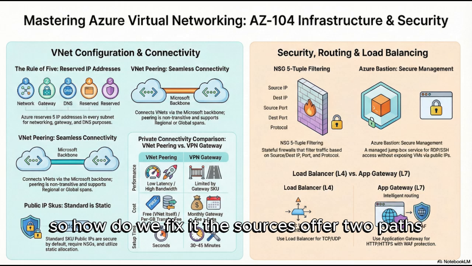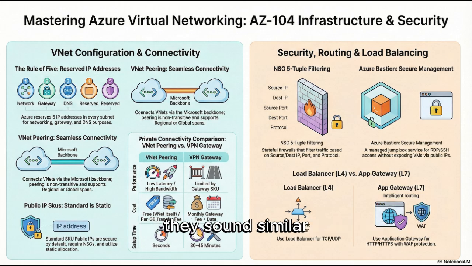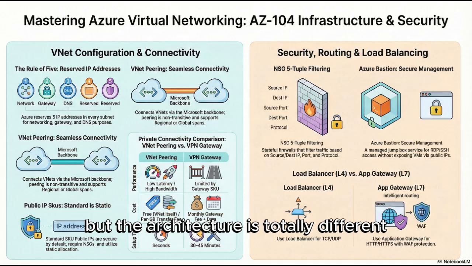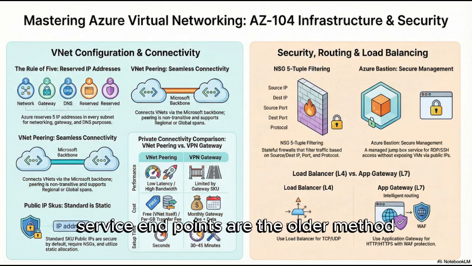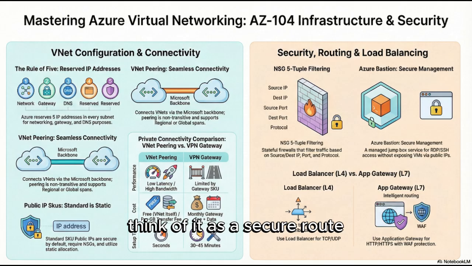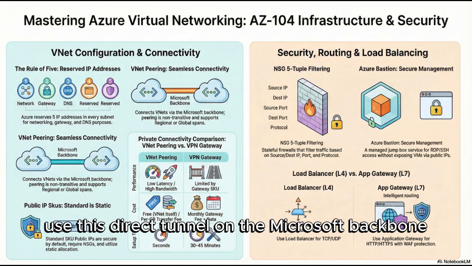So how do we fix it? The sources offer two paths, service endpoints and private endpoints. They sound similar, but the architecture is totally different. Let's break them down. Service endpoints are the older method. Think of it as a secure route. You tell your VNet, hey, when you talk to storage, don't use the normal internet path. Use this direct tunnel on the Microsoft backbone.